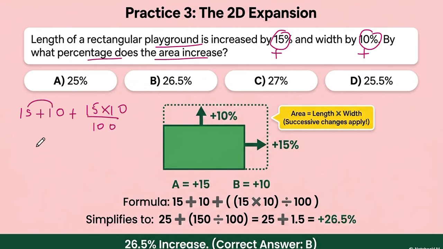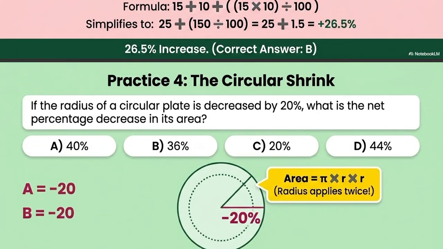So 15 plus 10, which is 25, plus here the 0 and 0 get cancelled, and 15 upon 10 is 1.5. So 25 plus 1.5 is 26.5. So the total area increased by 26.5%. So the correct answer is B in this question. Look at the next question.